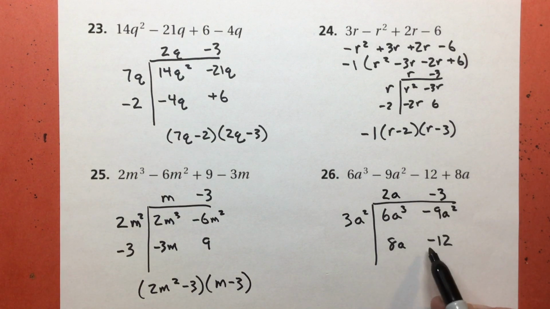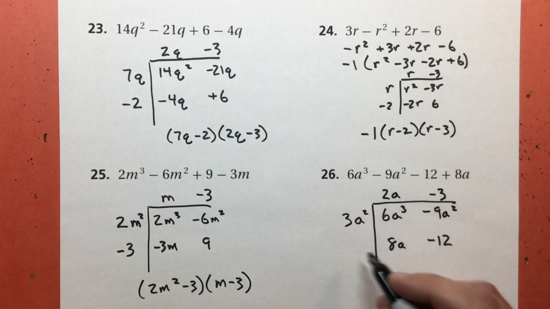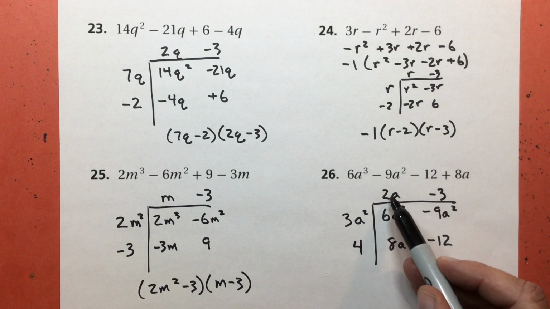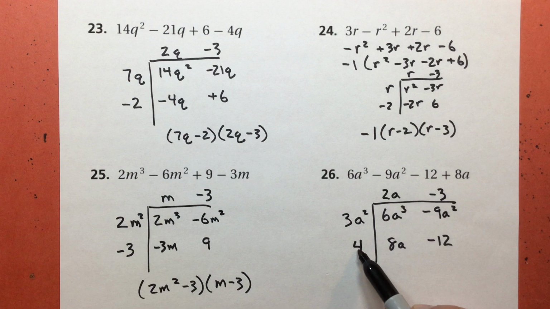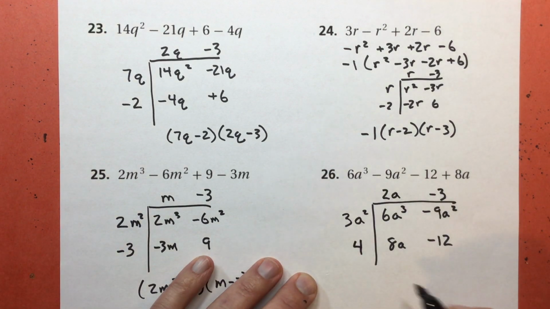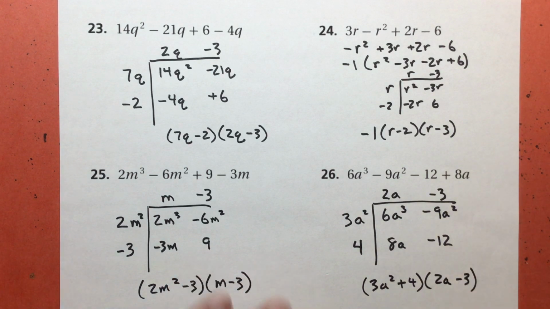What do these two have in common? This is 2 times 4, and this is 3 times 4. So it has a common factor of 4. Now, before I put a minus sign in front of it, positive 4 times positive 2 gives me positive 8. Positive 4 times negative 3 gives me negative 12. So this all lined up great the way I wanted it to. So it's 3a to the second power plus 4 times 2a subtract 3. Take some time to go back over these, look at them closely. Good luck.